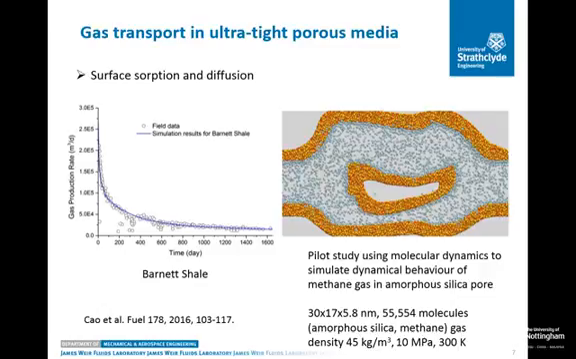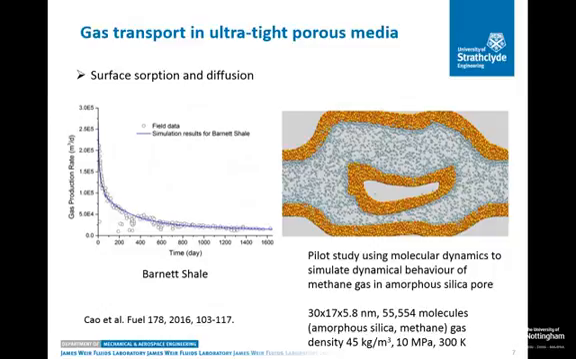And another, from a fluid dynamics point of view, it's quite difficult for us to consider this surface adsorption and surface diffusion in fluid dynamics simulation. Because in shale gas, a lot of gas molecules are adsorbed to the surface, stored in nanopores. So if you look at the shale production rate against time.